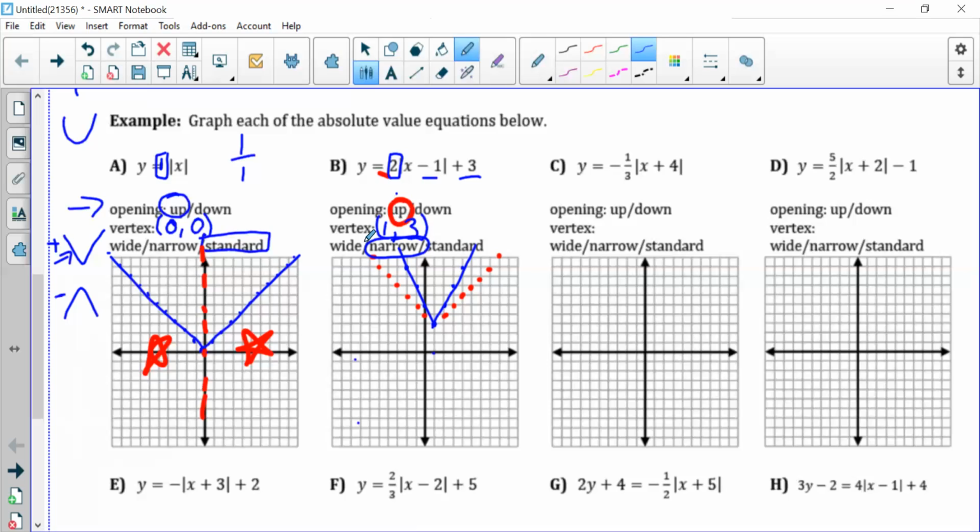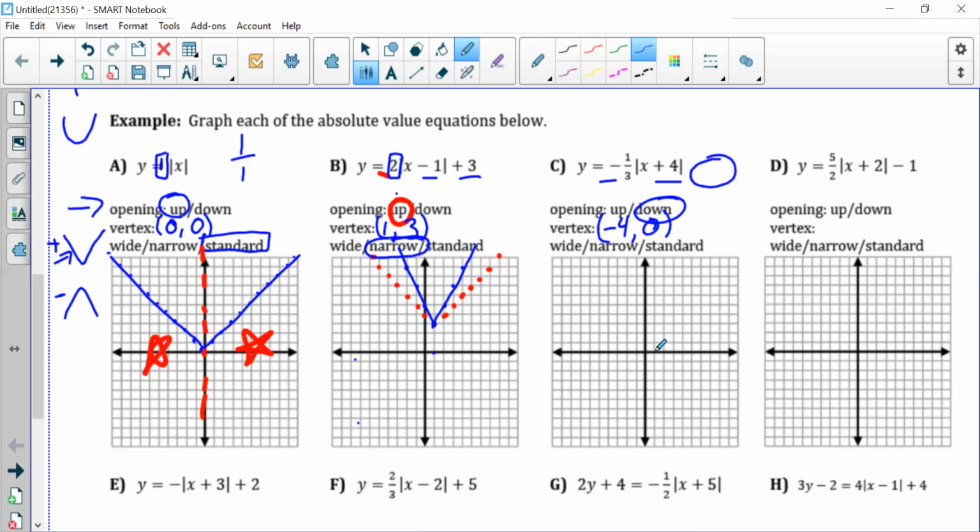All right, next let's look at the next one. y equals negative 1/3 times the absolute value of x plus 4. Well, this is our first negative one, which means our opening is going to be down. Our vertex, we shifted to the left 4, so negative 4. We didn't shift up or down any, so that's going to stay at 0. So my vertex is at negative 4, 0. And we'll talk about wide, narrow, or standard in just a minute.